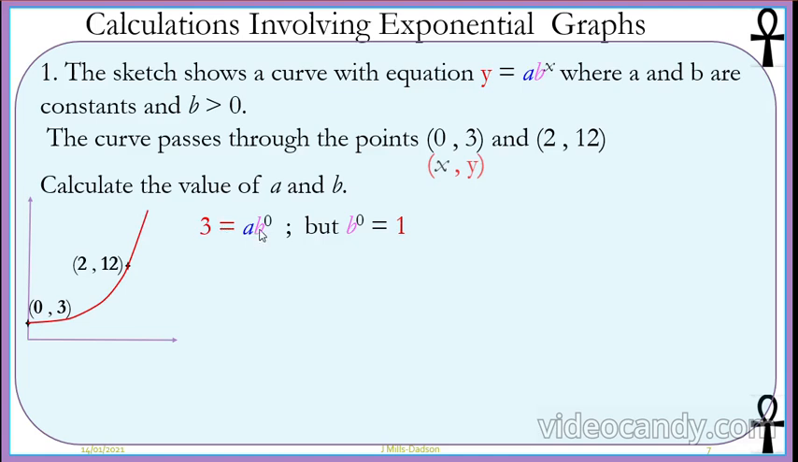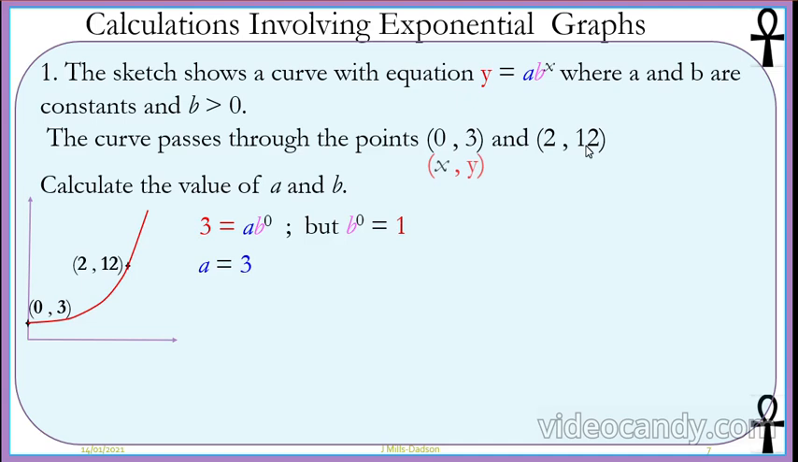3 equals ab to the power 0, because that's what the coordinate says. But you know from your law of indices, a number to the power 0 is equal to 1. So b to the power 0 will be equal to 1. Therefore, we can now say that a is equal to 3, because a times 1 is a. So I now know my a.